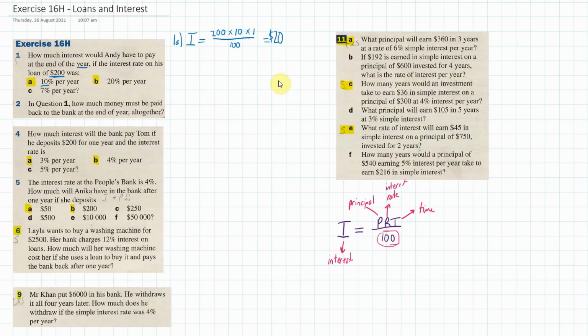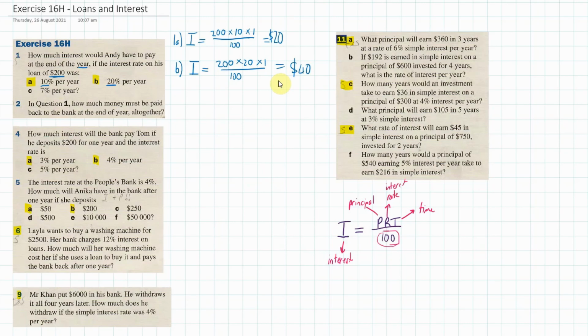Okay, so the next one is B, and for B we're doing much the same thing, except this time the only thing that's changed is the amount of interest. So we've got the $200 principal, that's P, times the 20% interest, times the 1 year. And so double the amount in the previous question, so $40.